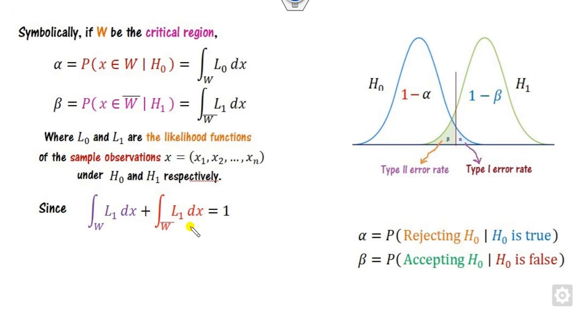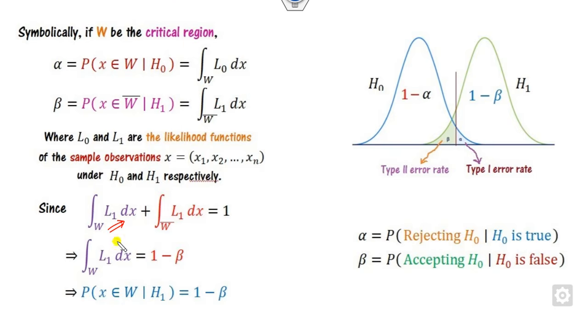Now you can know this value is nothing but my beta, so I can substitute this value as beta. Then I can find this value here, that is the value which lies in the critical region provided H1 is true, that is this portion which I highlighted in green. So this value is my 1 minus beta. So remember that accepting and rejecting are there.